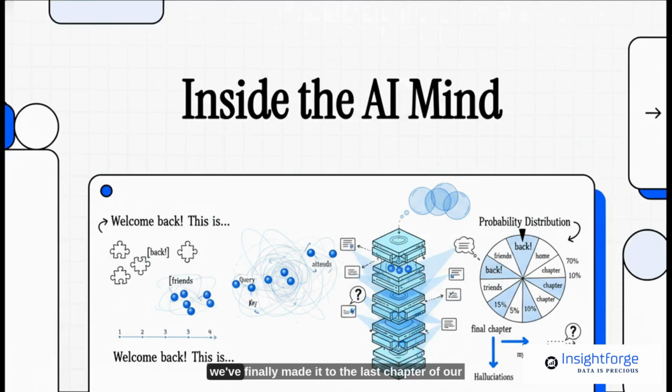Welcome back. So, we finally made it to the last chapter of our trilogy on how language models work. We've looked at what they do, we've looked at how they learn, and today we are cracking open that black box and taking a look inside to see how they actually think.